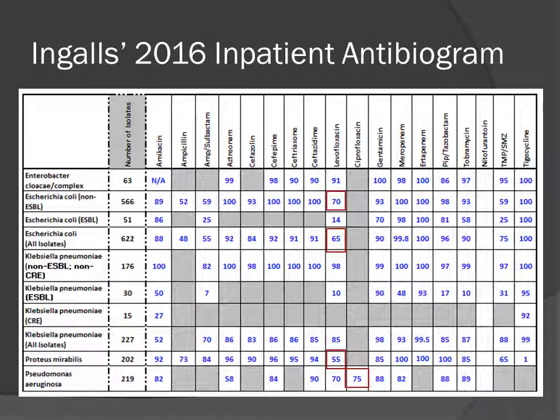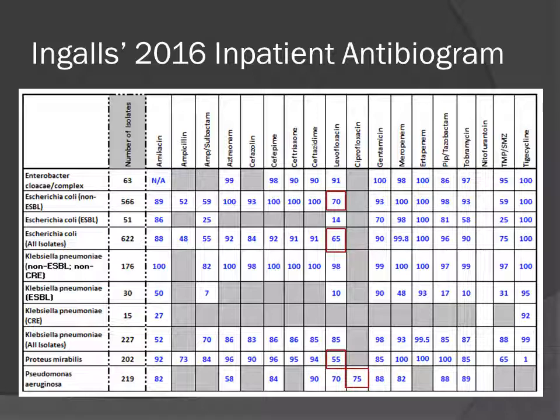So here's an example of the Ingalls 2016 inpatient antibiogram. This is for gram-negatives. We see a listing of all the different pathogens that have been isolated on the left-hand side, and different antibiotics that we test for on the top. Please note that Levaquin is used as a surrogate marker for fluoroquinolones. So if you see Levaquin, then you can assume that ciprofloxacin has the same sensitivity.